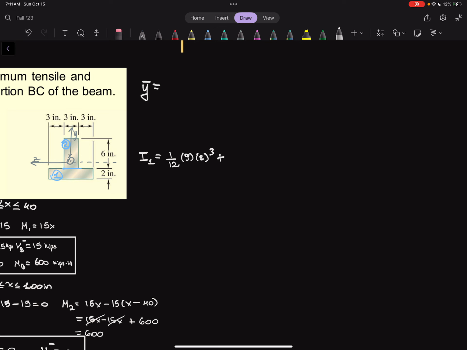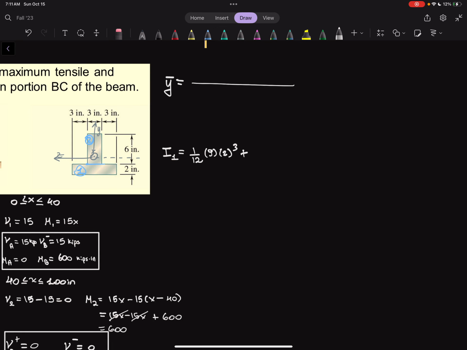So how are we going to do it? Well, we're going to do the area of the first, which is 2 times 9, times wherever its centroid is, which is at 1, halfway through its height. And then we're going to do the second area, which is 6 times 3, times wherever its centroid is, which is at 3 and another 2, so at 5. And then we're going to add the two areas together.